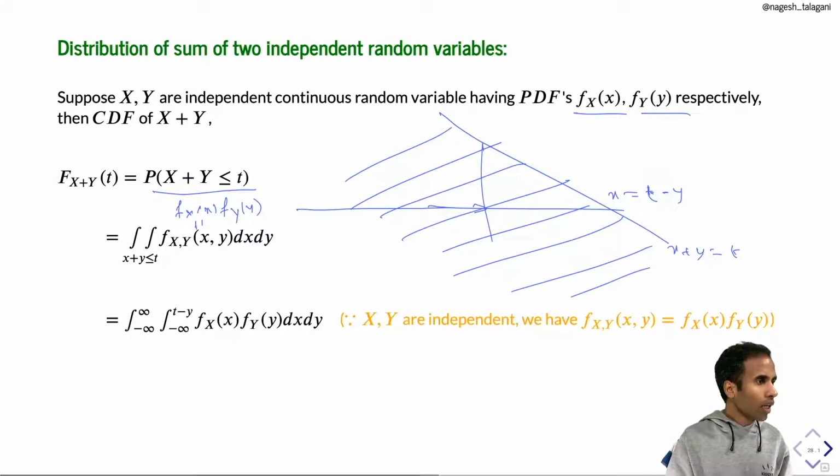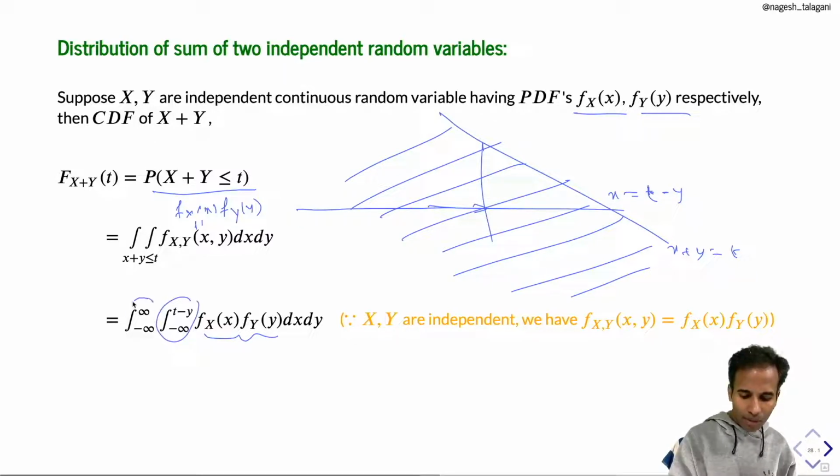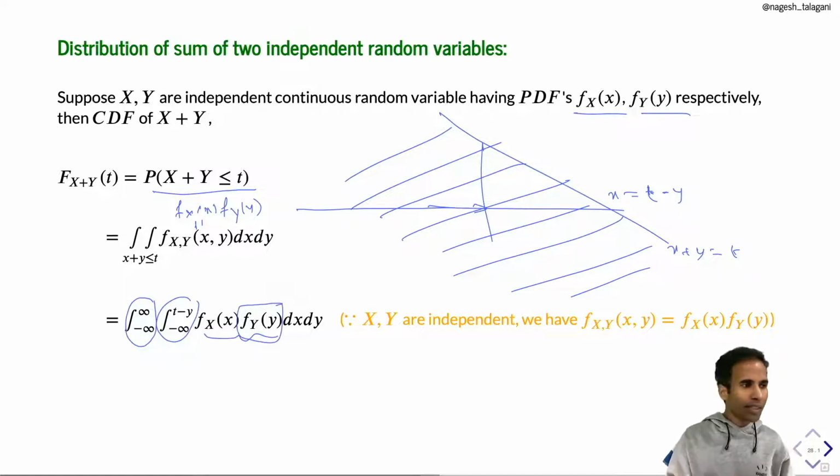Now if I replace the joint PDF with the product of its marginal PDFs, the x limits are minus infinity to t minus y, and the y limits are from minus infinity to infinity. First we are integrating with respect to x, so we can take fY of y out of the first integral like this.